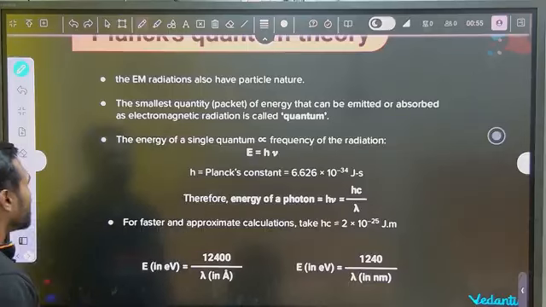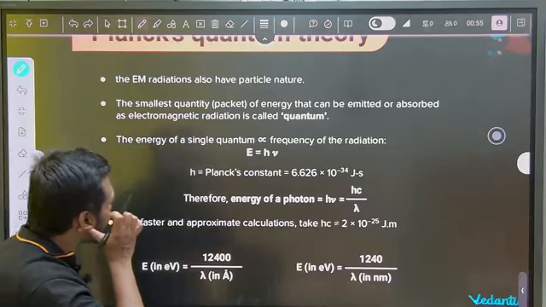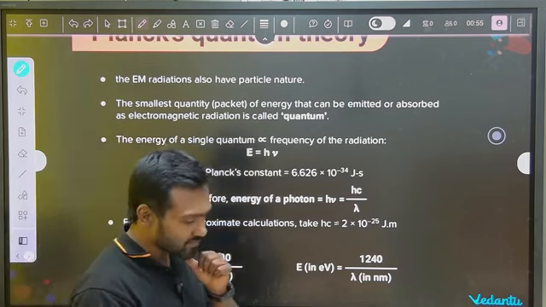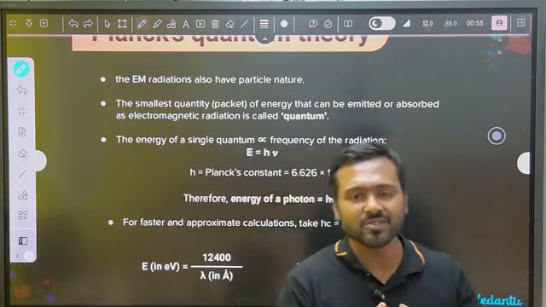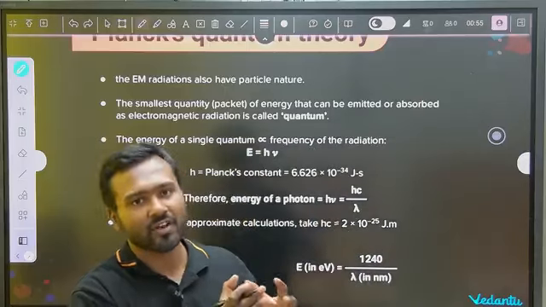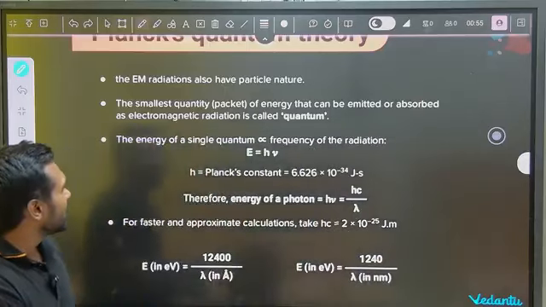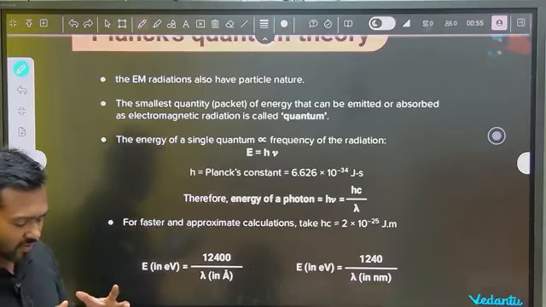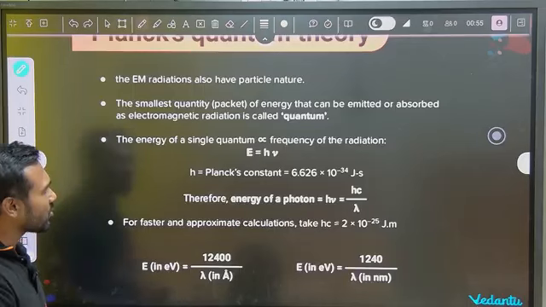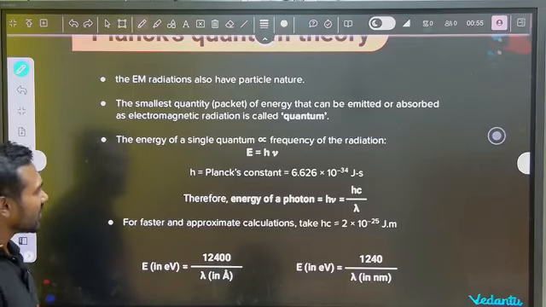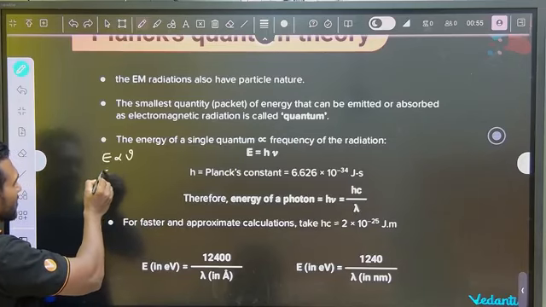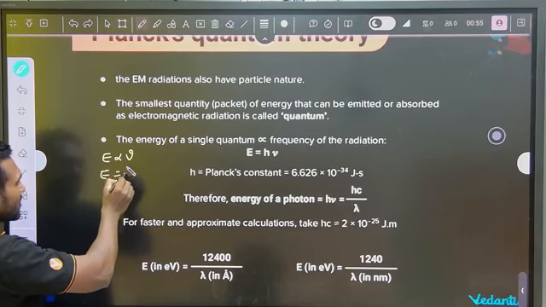This is Planck's quantum theory. The smallest particle of energy that can be emitted or absorbed is called a quantum. So quantum, specifically if you say, is a bundle of energy, a packet of energy. And each quantum has a particular energy, and that energy is directly proportional to its frequency. So E is directly proportional to frequency, and if you remove the proportionality, with the constant, E is equal to h nu.